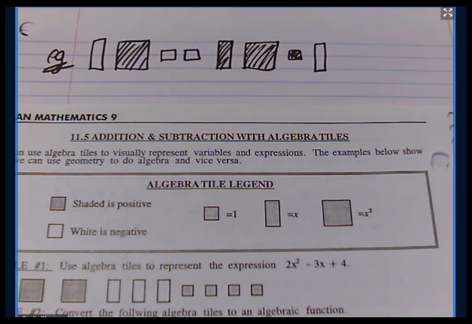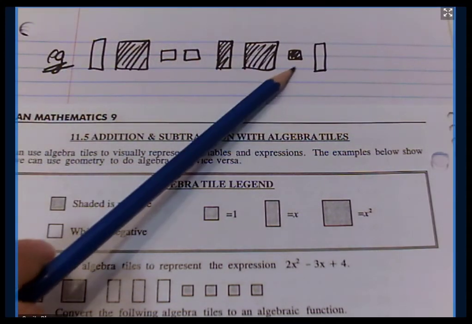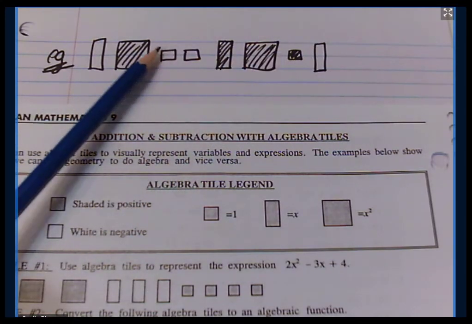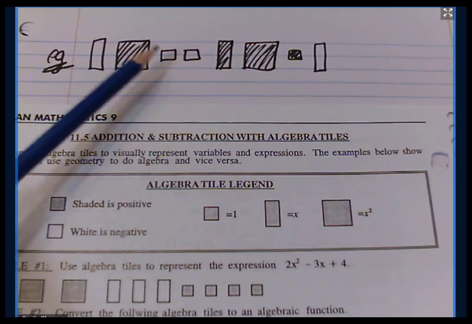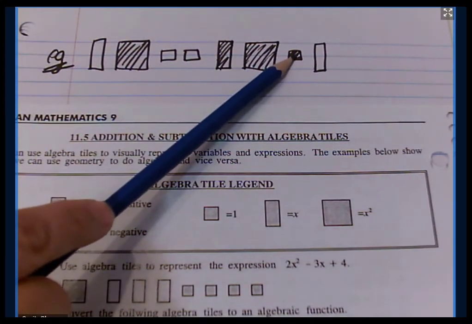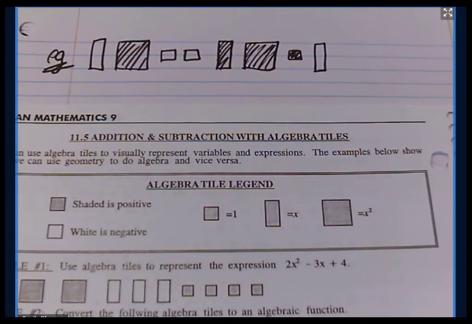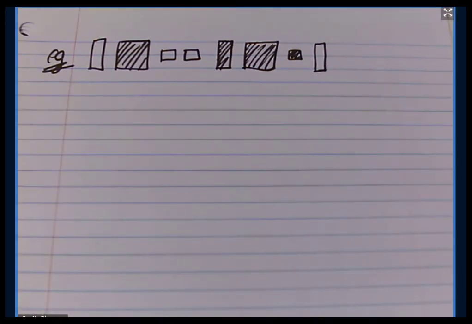And the little squares like this, if they are unshaded, they represent negatives, so negative 1 and negative 1. And the shaded little squares represent a plus 1. Okay, so let's just write out here what each tile represents.